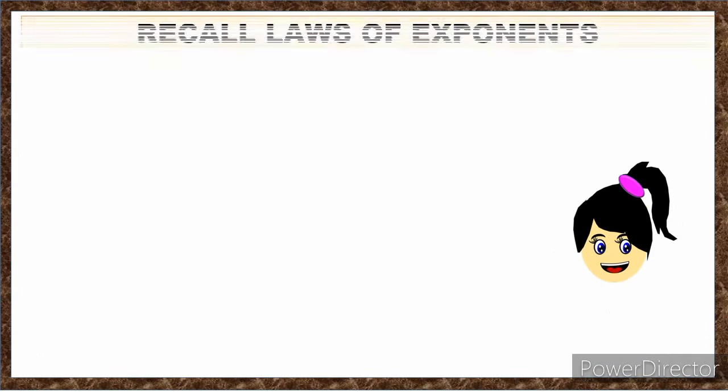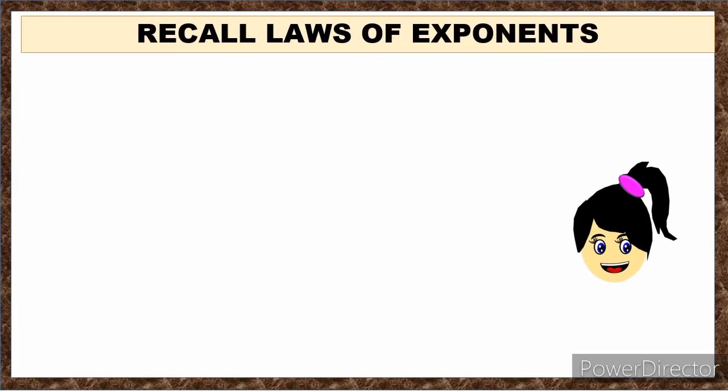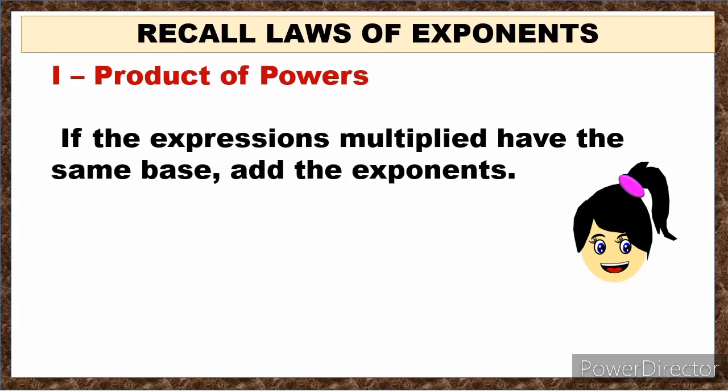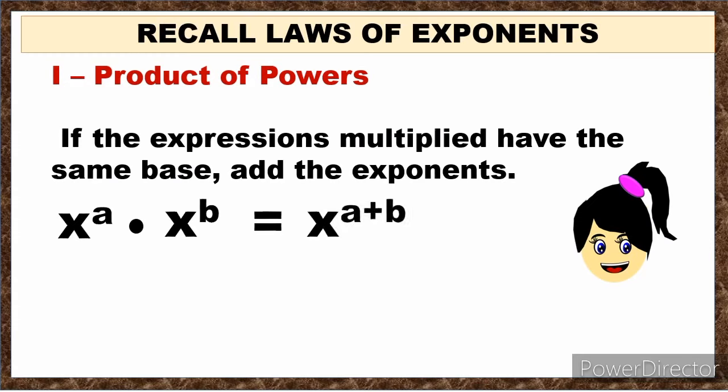Okay, ngayon alam na natin kung paano i-identify ang polynomial or not, and then alam na natin kung ano ang rational algebraic expressions. So, this time, we're going to recall your laws of exponents. Okay, number 1, product of powers. If the expressions multiplied have the same base, add the exponents. Okay, so we have an example. X raised to a times x raised to b, it is equal to x raised to a plus b. Okay, we copy the exponent and then we add the exponent, which is a plus b.